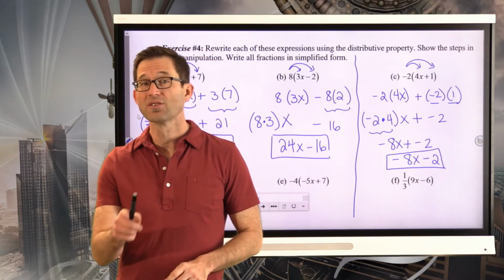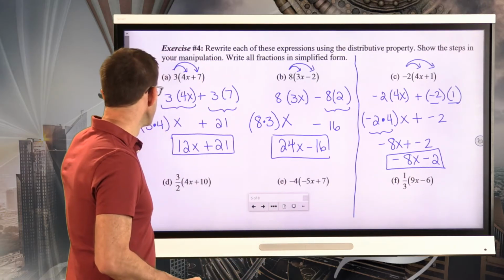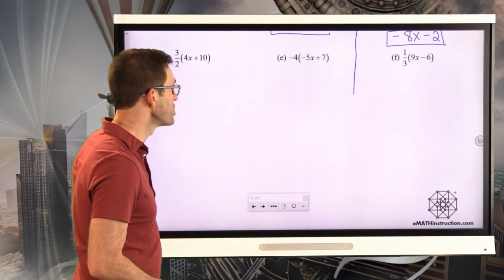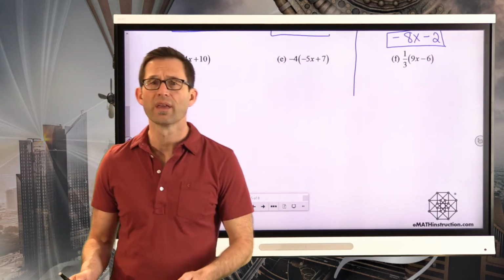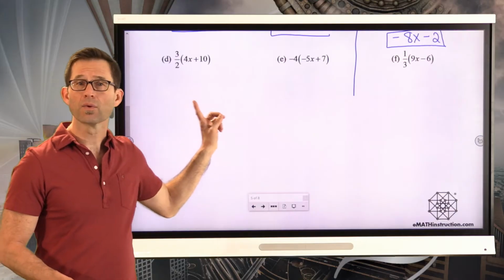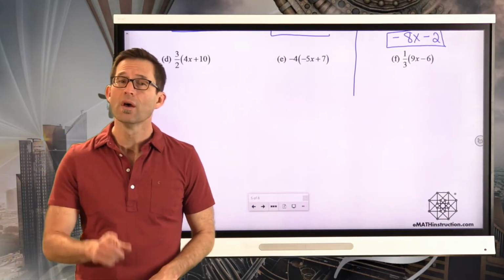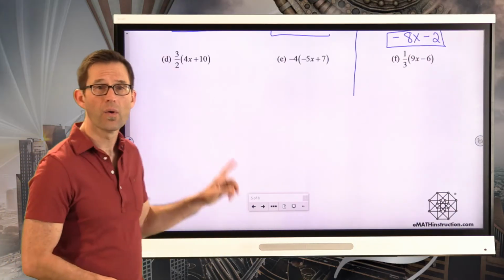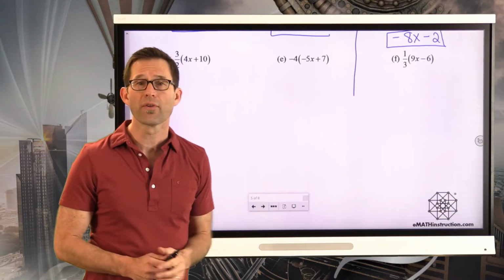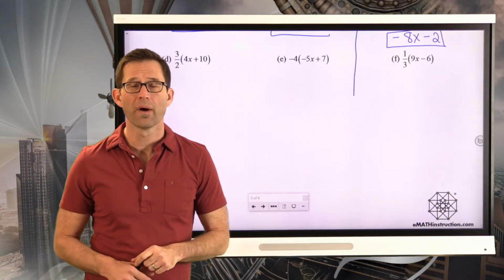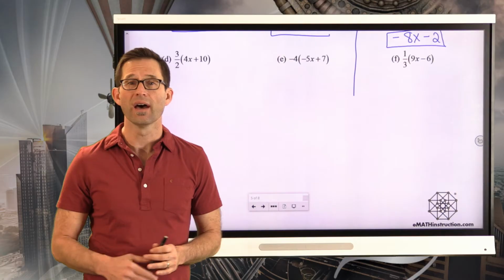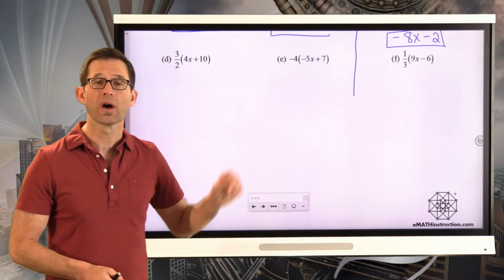All right, let's look at some on the bottom row. Down here, we've got some more negatives. We've also got some fractions involved. They can be pretty ugly. Now here, we're just multiplying through by 3/2. So I'd like you to pause the video, distribute the multiplication by the 3/2, try to remember how to multiply by a fraction, and see what you get. Pause the video now and take a shot at letter D.